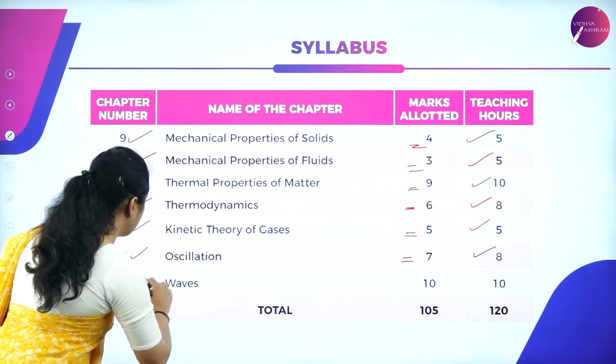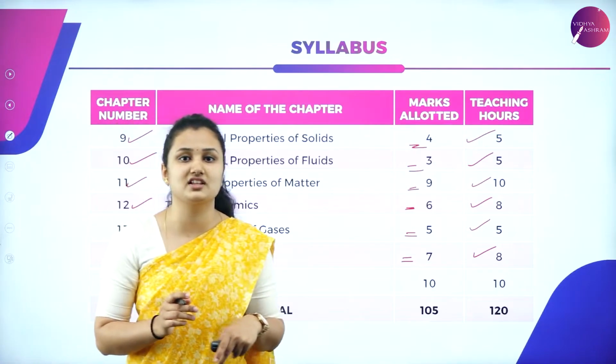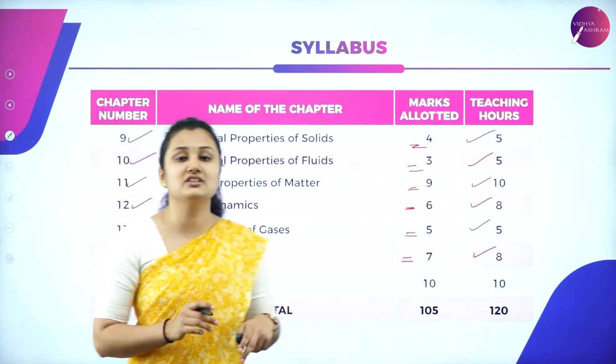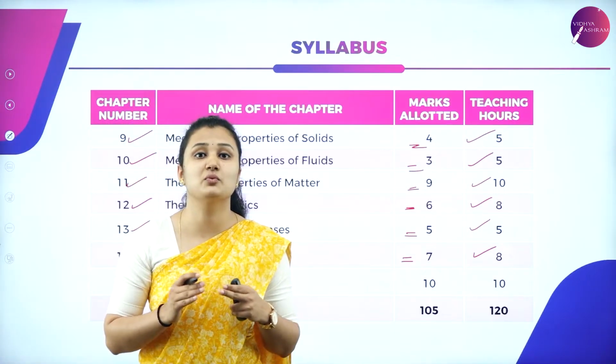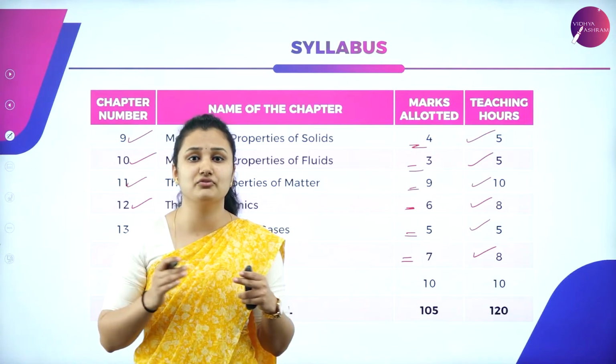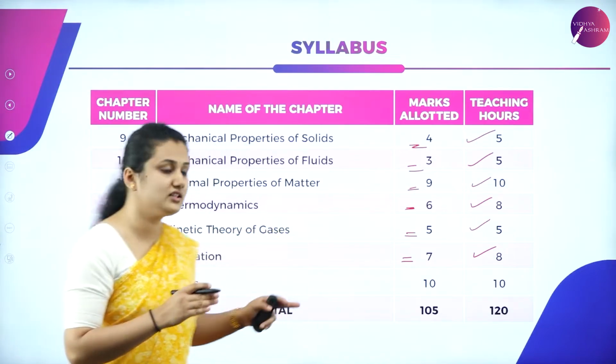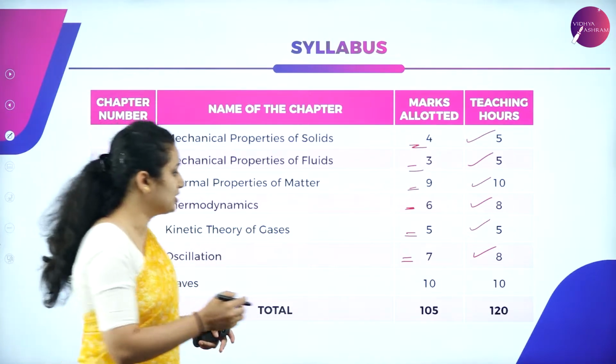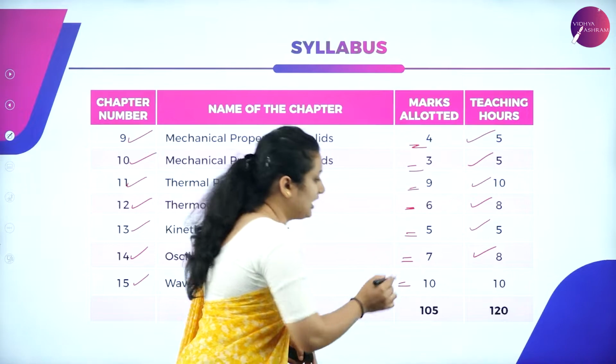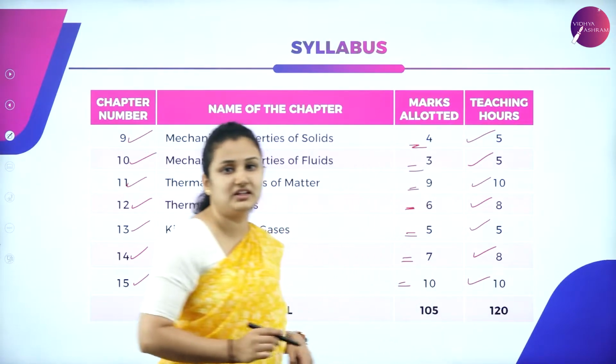The last chapter of your part 2 physics textbook is waves. In waves, you'll study what you mean by wave, what is wave motion, and the different kinds of waves like longitudinal wave, transverse wave, and the Doppler effect. All these you'll be studying in your 15th chapter, which has a weightage of 10. I need 10 hours to complete this chapter.